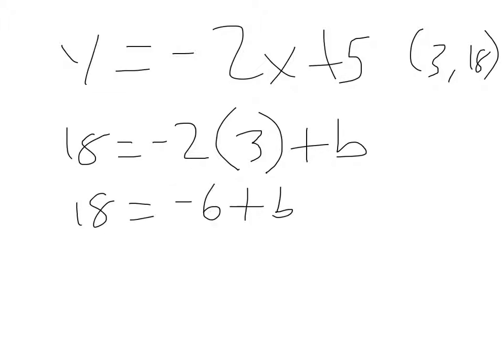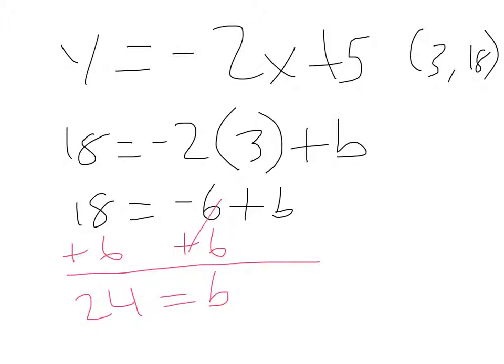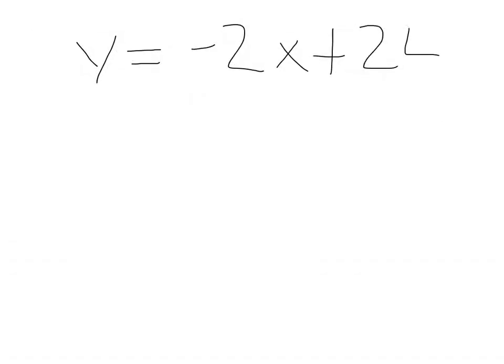Now we have to isolate b so that we can solve what it is, so we have to add 6 so that the b is on its own. So 18 plus 6 is 24, negative 6 plus 6 is nothing, and then equals b. So our final answer is y equals negative 2x plus 24.